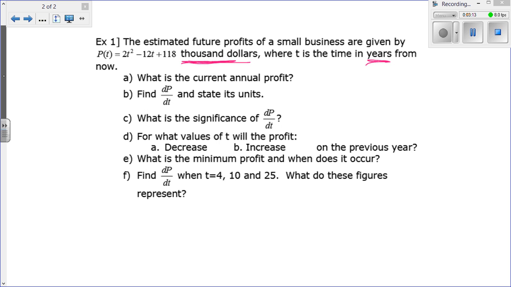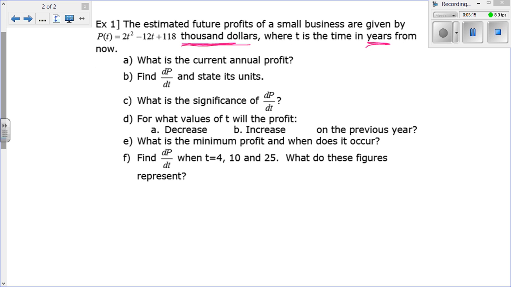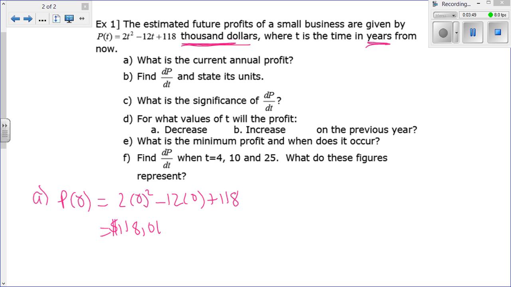So let's get started with part A. What is the current annual profit? Well, the first thing we need to do is, for the annual profit, put in 0 for t. So we have 2 times 0 squared minus 12 times 0 plus 118. So this is equal to 118, but this is thousands of dollars, so $118,000 is their current annual profit.